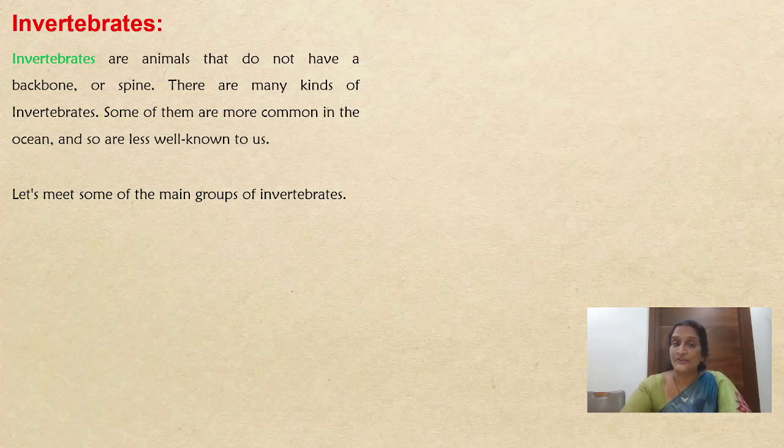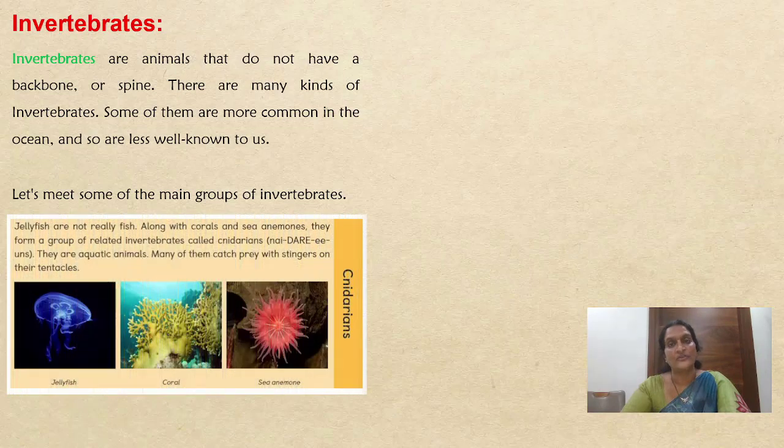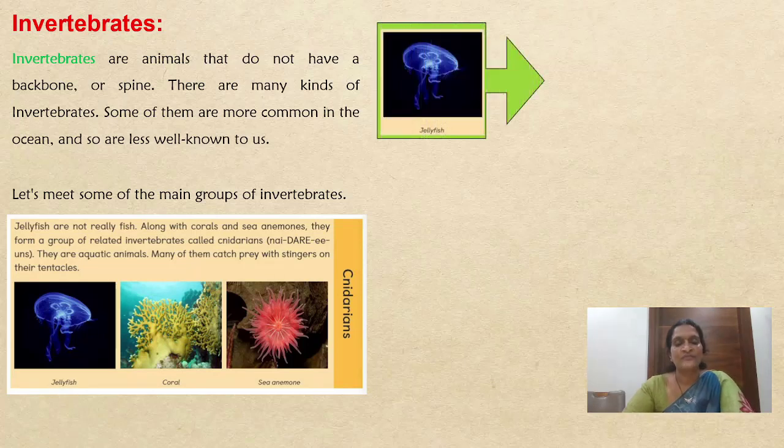And there are lakhs and crores of vertebrates and invertebrates. So, all these invertebrates are again divided into various groups. Let us meet the first group of invertebrates. That is cnidarians. See the spelling? There is C, but which is silent. Cnidarians. Some of the invertebrates are cnidarians. Jellyfish, which is not really a fish. Examples of cnidarians are jellyfish, corals, sea anemones.